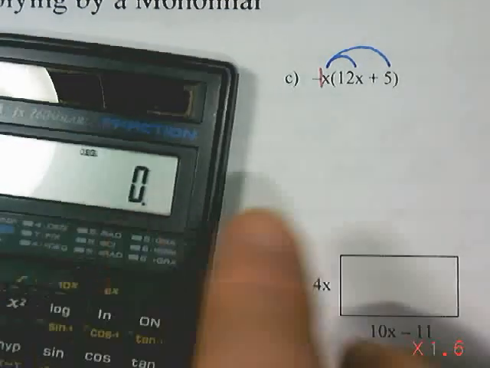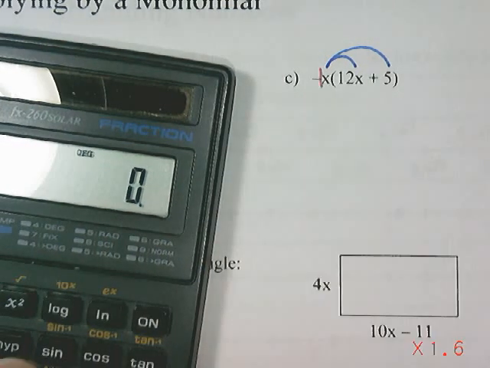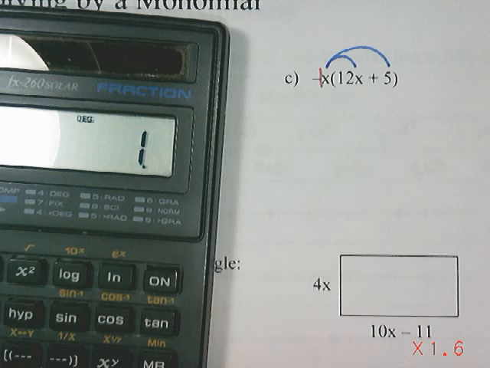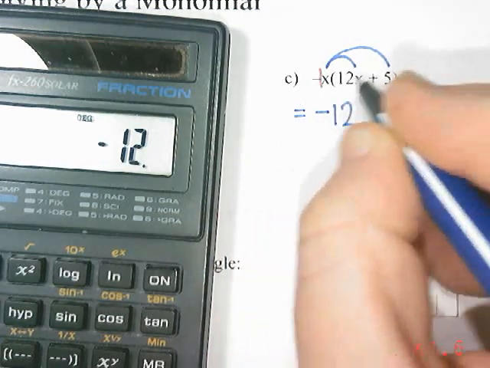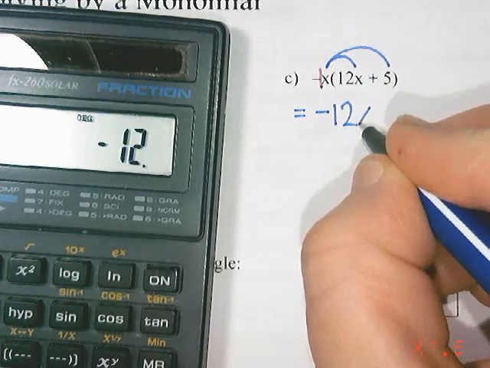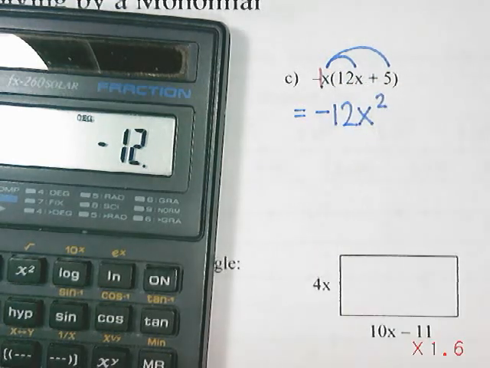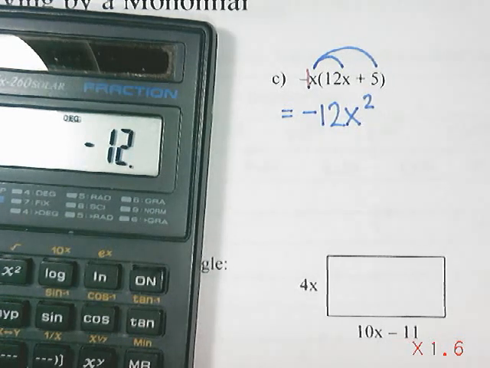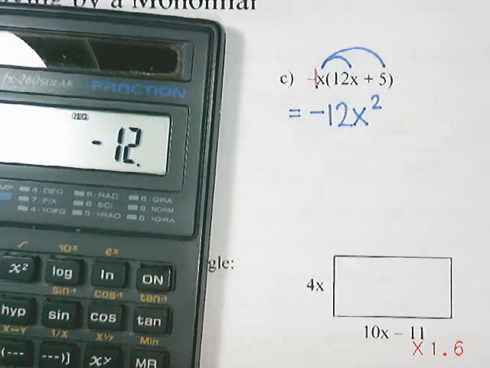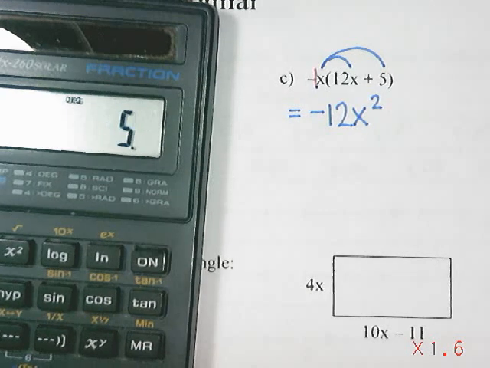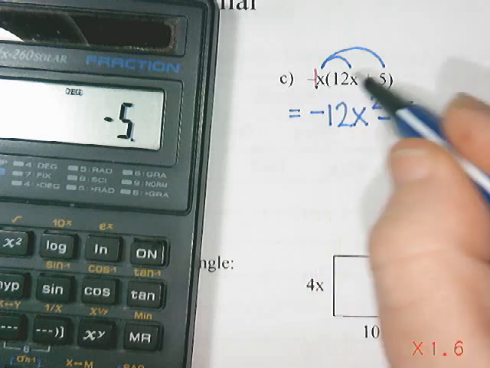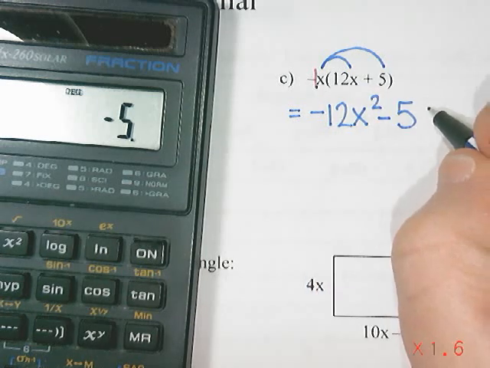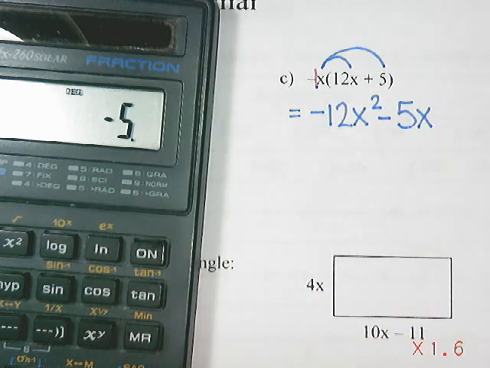So I am going to do negative 1 times 12, which is negative 12. And then x times x is x squared. We multiplied it by itself. Okay, then I'm going to do negative 1 times 5, which is negative 5. And then this had an x, this did not, so it's just going to have x. So it's going to be negative 12x squared, take away 5.